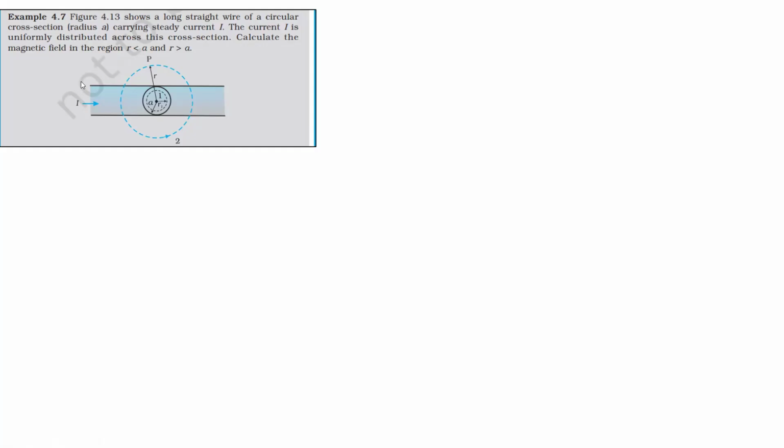Example 4.7. Figure shows a long straight wire of a circular cross-section, radius is A, carrying steady current I. The current I is uniformly distributed across this cross-section. Calculate the magnetic field in the region where R is less than A and R is greater than A. Okay.